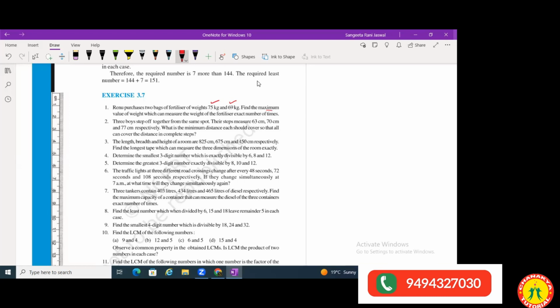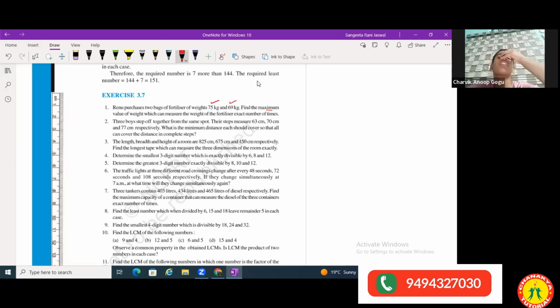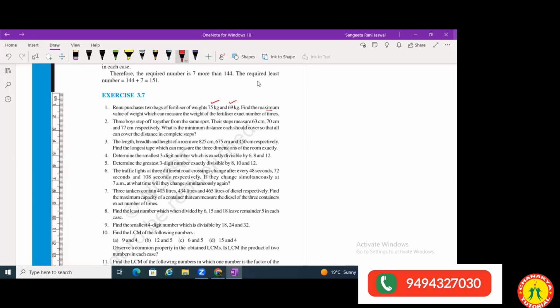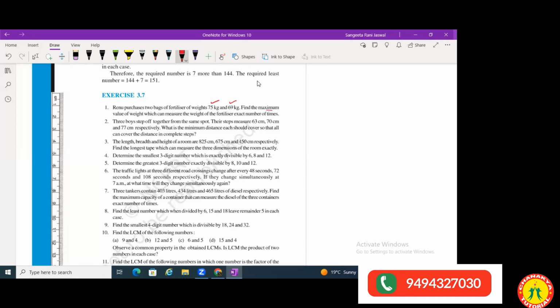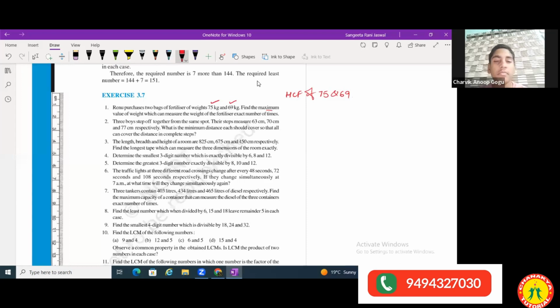Okay. So, how will you do this? First, we need to write the statements. Always the statement sums are done with the statement, right? So first you will write the weight of the bags, 75 kg, 69 kg. Then the maximum value of weight will be HCF of 75 and 69. Yes, ma'am.